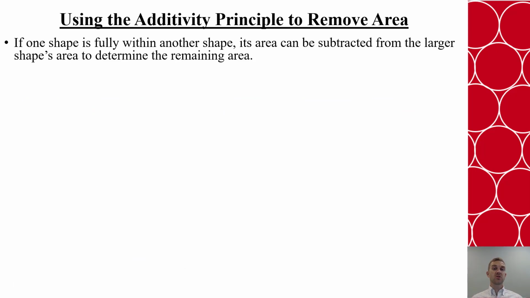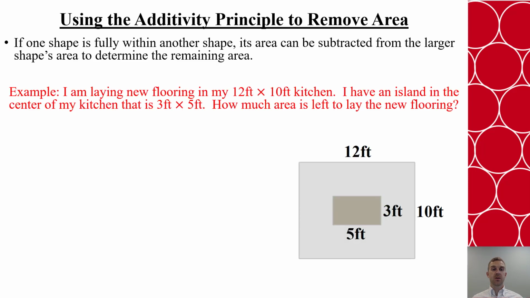Now, just like I can use addition to find the total area of a shape, I can also use subtraction. If I have an entire shape within another, I can subtract out that smaller area to find the remaining area of the larger shape. For example, say I'm laying new flooring in my 10 foot by 12 foot kitchen, and I have an island in the center of the kitchen that's 3 feet by 5 feet. I don't know how much area is left to lay the new flooring. So if I take my entire kitchen, that would be 12 feet by 10 feet. That's the larger rectangle in this case. And that gives me 120 square feet.